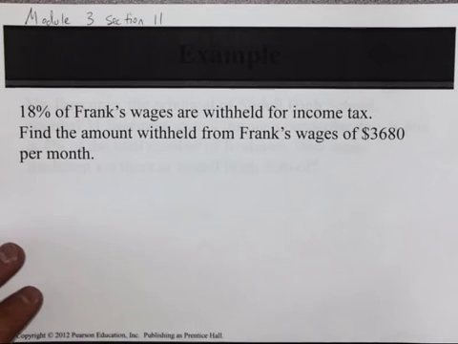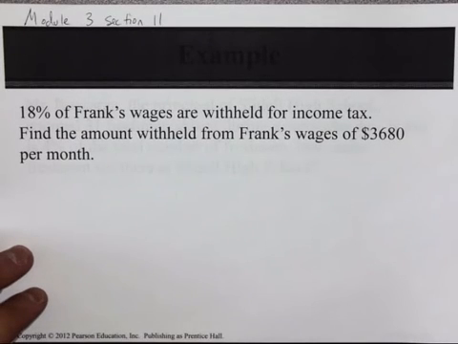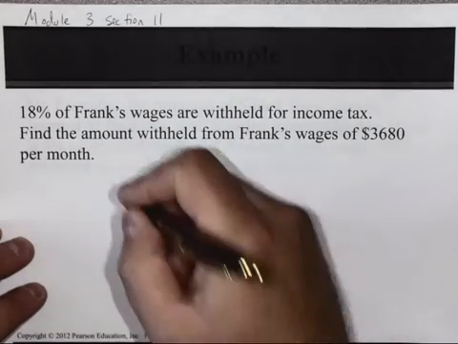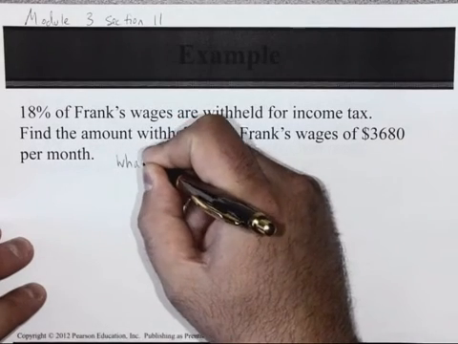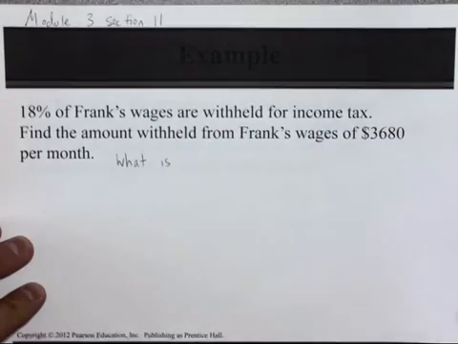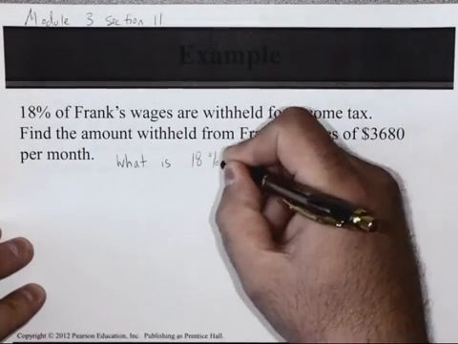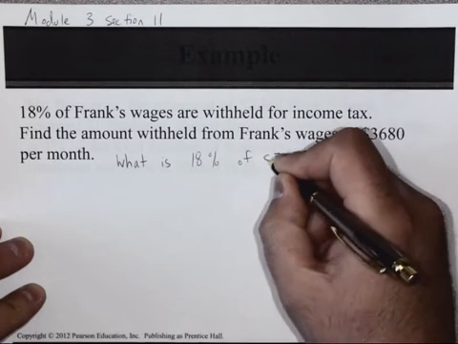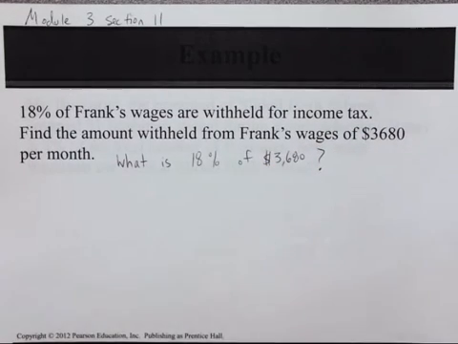So 18% of Frank's wages are withheld for income tax. Find the amount withheld from Frank's wages of $3,680 a month. One of the strategies that I like to give for these types of problems is to convert that into one of those is-of sentences. So essentially, we're saying, what is 18% of $3,680? Since that's how much is being withheld.